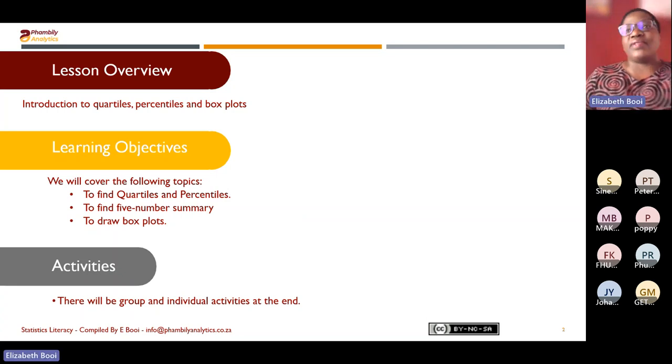By the end of the session today, we will cover, like I already mentioned, how to find quartiles or how to find percentile, how we identify the five number summary, and how we construct a box plot. And there will be some activities that we can all do in order for us to practice or learn from the concepts we have just gone through.